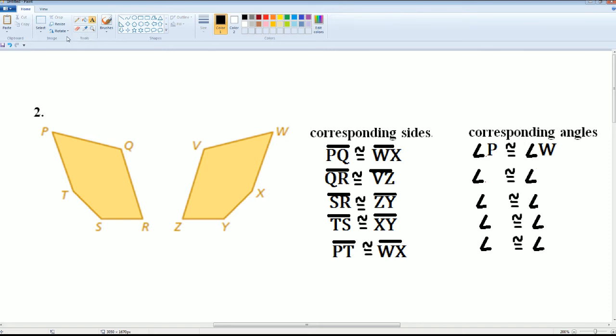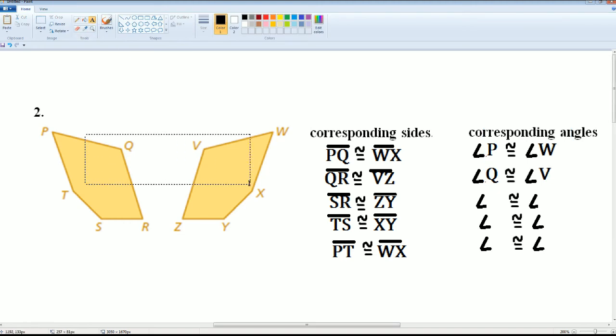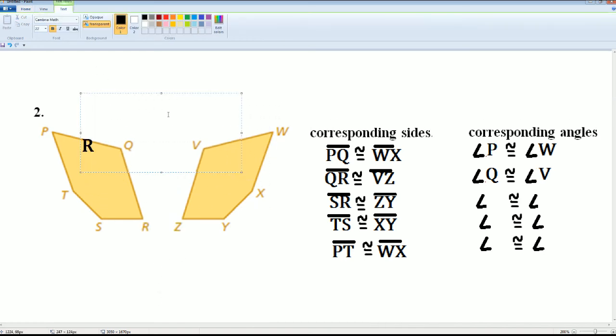Good. Next one, let's see. Q and V matches. Next one, let's go to the corner ones. R and Z matches.